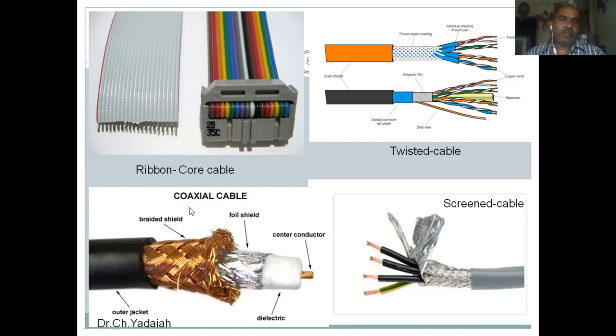And coming to the coaxial cable. Coaxial cables consist of only the center conductor, over which is the dielectric media, over which is the foil shield, and another is the braided shield. These are the metallic parts. Another is the outer jacket, or servicing, so it can withstand the atmospheric conditions. So this is the coaxial cable. Generally, you can observe these kinds of cables in our TV connections.